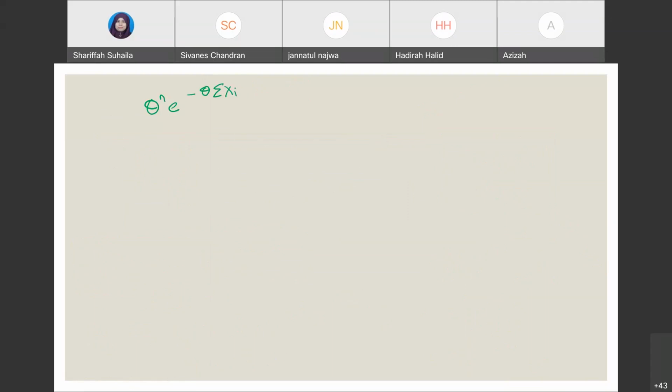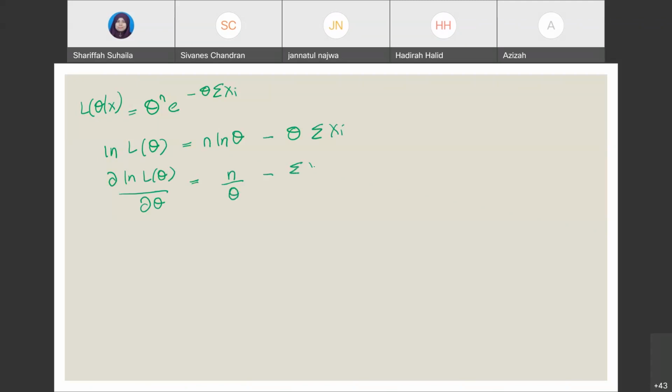Okay. So take your ln, katakan ini adalah kau punya likelihood L(theta) given X. So ambil ln L(theta). So kita ada n ln theta minus theta summation xi. Okay, differentiatekan dia. So differentiate your ln L(theta) with respect to theta. Okay, so n over theta minus summation xi equals to 0. Okay, what is your theta head? Boleh tak selesaikan bagi saya apa nilai theta head dia? 1 per X bar. Okay, 1 per X bar.